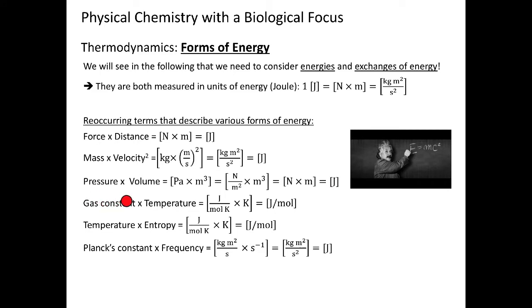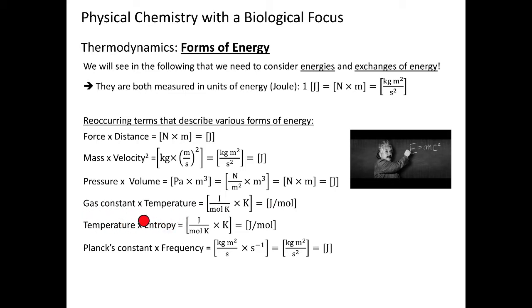The gas constant times the temperature. Gas constant has units in joules per mole per Kelvin times Kelvin. This is joules per mole. So this is now an energy per mole. If we don't use a gas constant but Boltzmann constants, we get joule. So not per mole, but just joule.